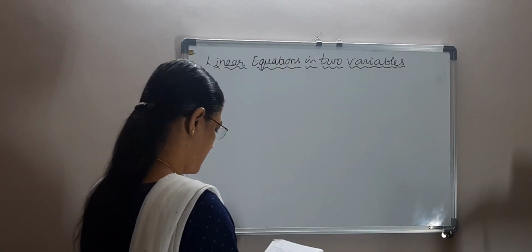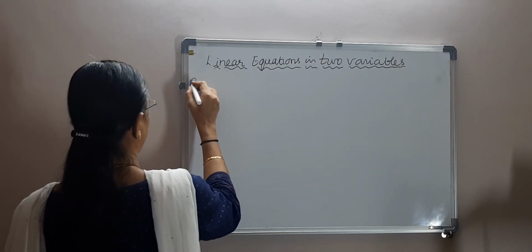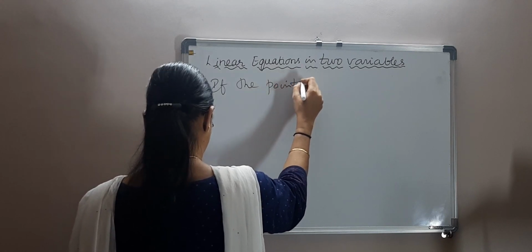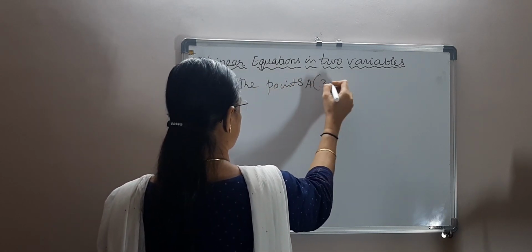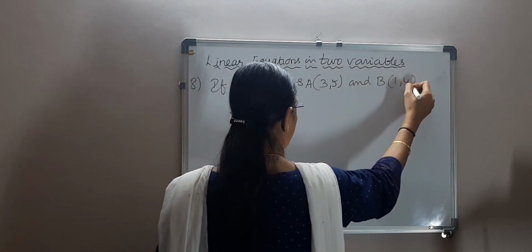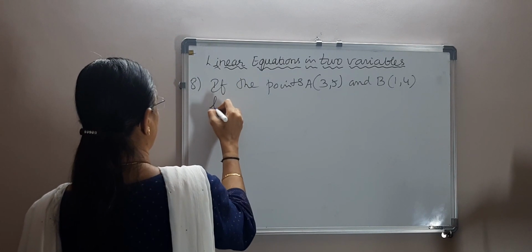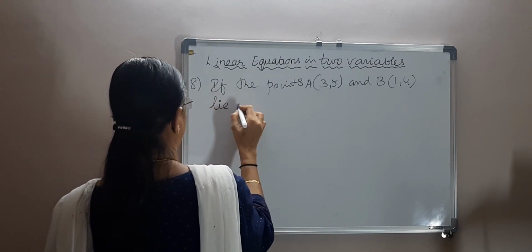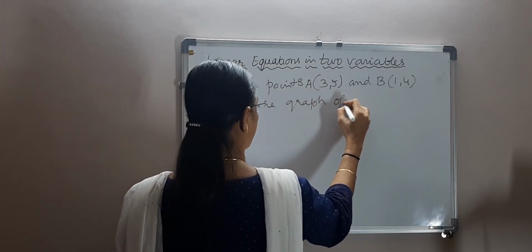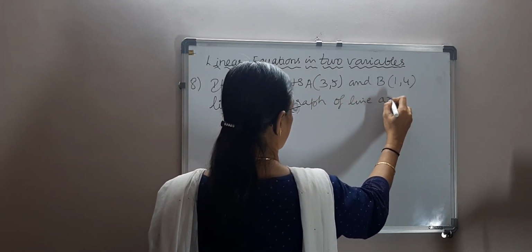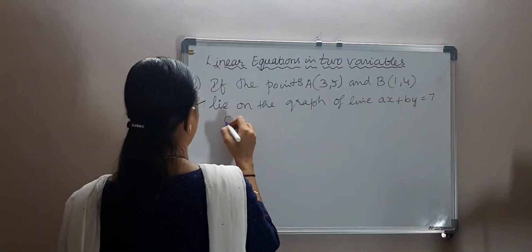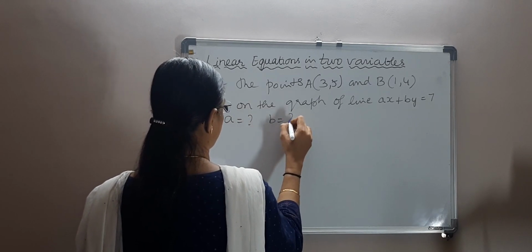Now we'll see another sum. Eighth one. See, if the points A (3, 5) and B (1, 4) lie on the graph of the line AX plus BY is equal to 7. Now find the values of A and B. What are A and B now?